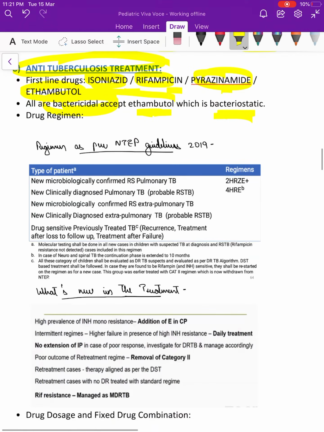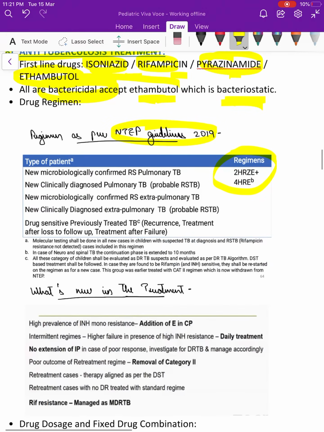What is the present drug regimen that is being followed? As per recent NTEP guidelines, there is only one class of patient; class A and class B have been removed, and the regimen followed is a daily regimen, not alternate day. It is a daily regimen of 2 HRZE plus 4 HRE. So the intensive phase consists of 2 months of HRZE followed by 4 months of HRE. Fine. Except for neural and spinal TB, wherein the continuation phase is extended to 10 months.